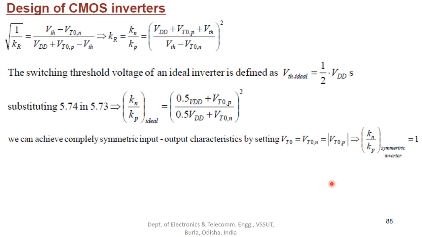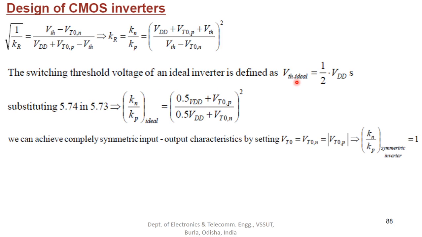So basically we had seen this coming from the equation for VTH. When we rearrange this, we can get the equation for Kr. So under root 1 by Kr would be equal to this term. From this we can get the equation for Kr, that is equal to Kn by Kp. This ratio becomes (VDD plus VT0 P plus VTH) by (VTH minus VT0 N) whole square.